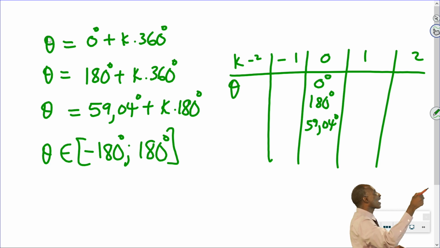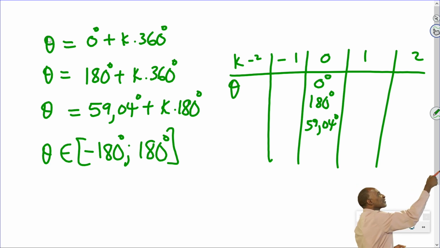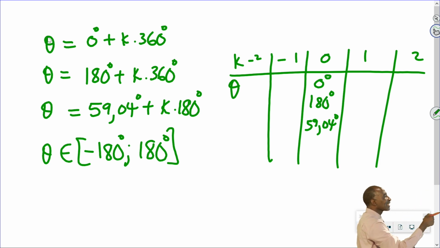Then when k is 1, you go back. When k is 1 on the first one, 360 degrees plus 0 is outside your interval. You leave it out. You come to the second one. When k is 1, 360 plus 180 is also outside.